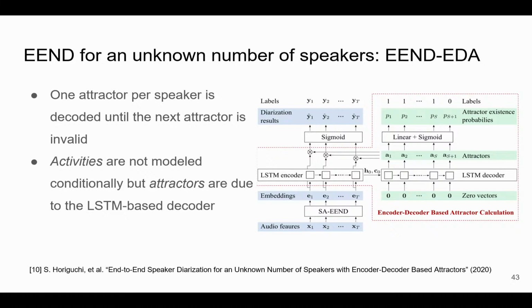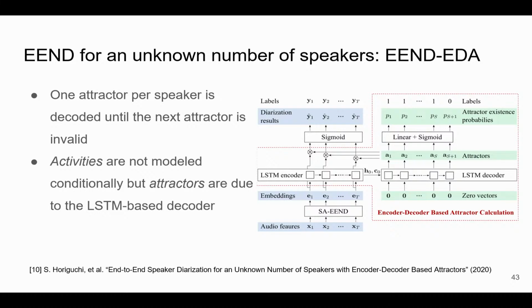And from there, they would extract one attractor at a time. Basically, the input of the LSTM doesn't matter. It's like nothing. What they care about is that you would decode one representation, which we call attractor, that will represent one speaker. So that will represent speaker 1. Then you would do the same thing for the second, third, and so on.